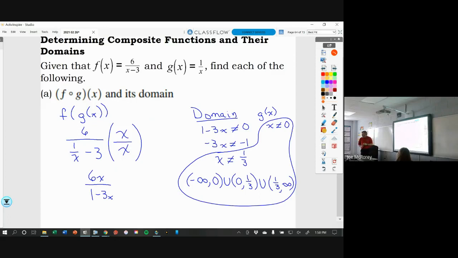Does that make sense? If x was 1/3, the first thing you'd do is you would take that 1/3 and plug it into the g function, which is totally allowable. I can plug a 1/3 in right here. But 1 divided by 1/3 is 3. That 3 would have to be plugged into the f function, which is not a part of the domain.